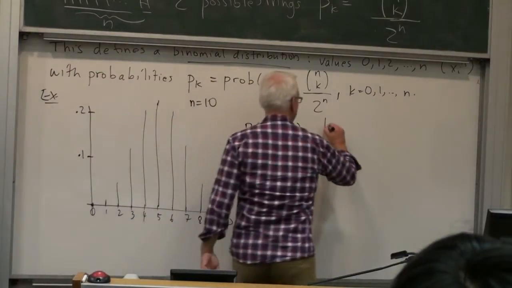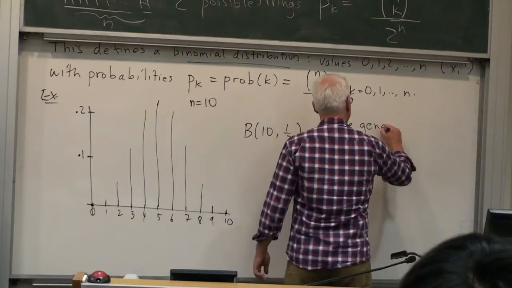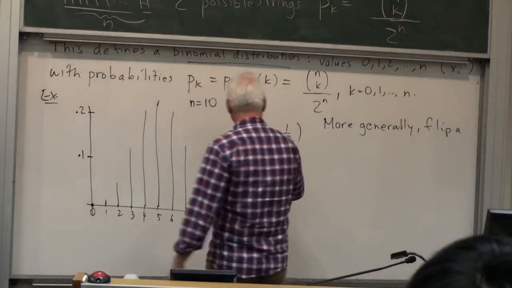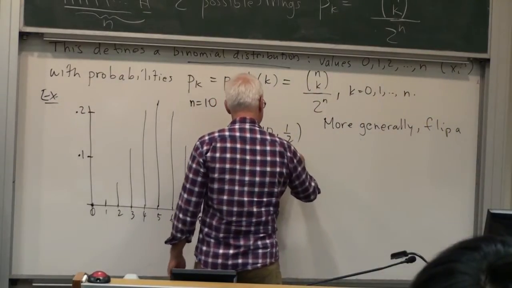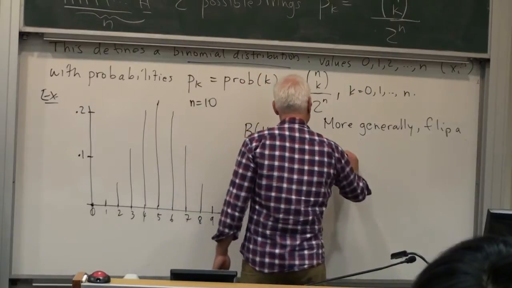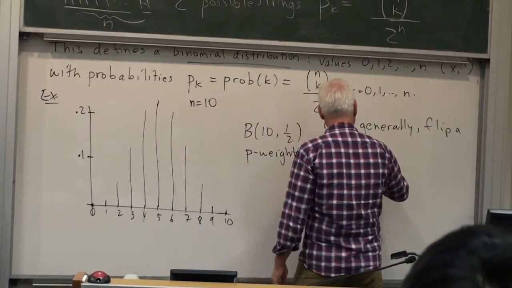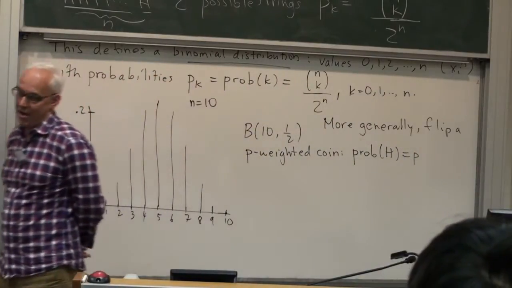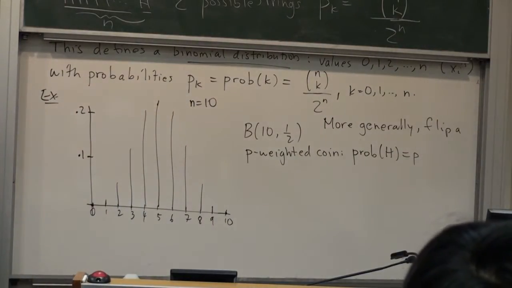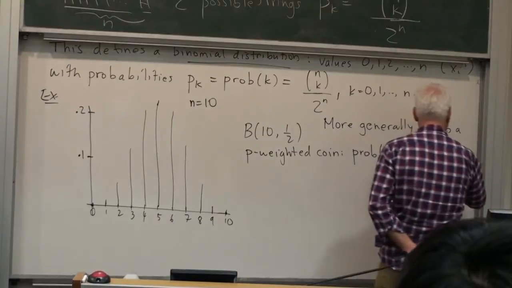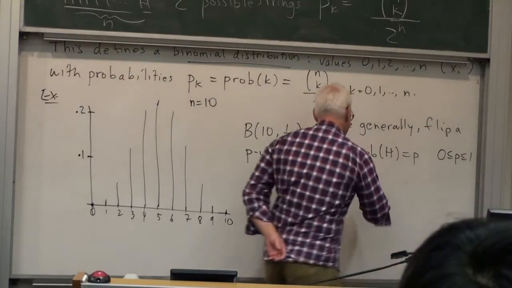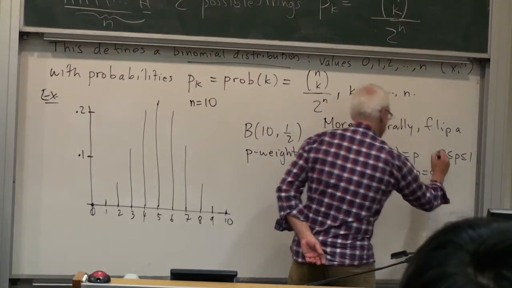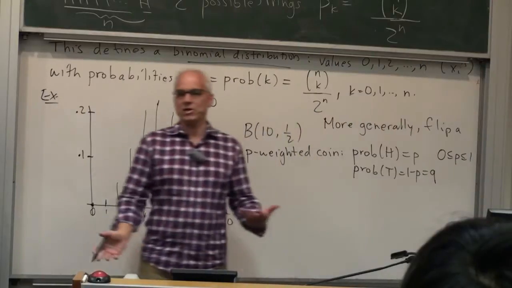So more generally, we flip a, say, P-weighted coin. And that means that the probability of a single head is P. Not necessarily a half. Could be a half, but it could be some number between 0 and 1. In that case, the probability of tails is 1 minus P, and it's often convenient to introduce Q to mean 1 minus P.